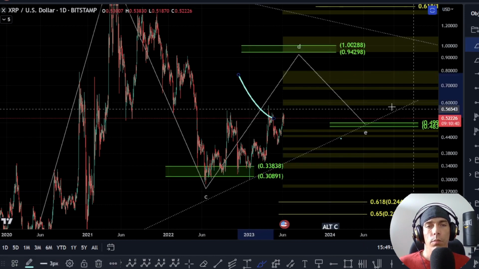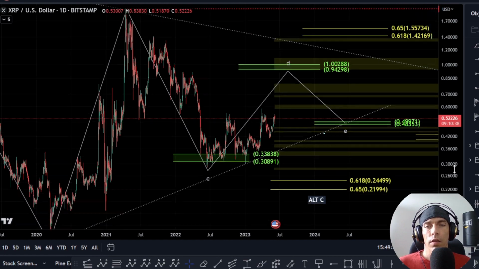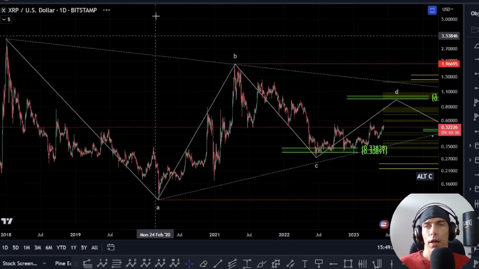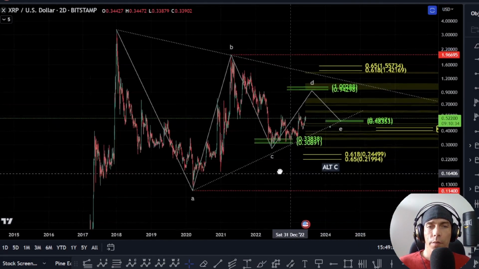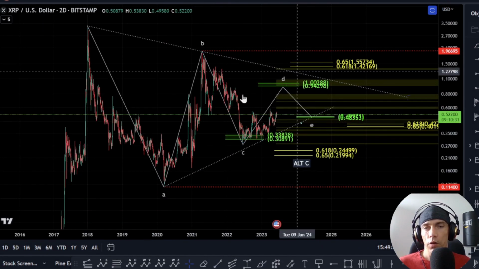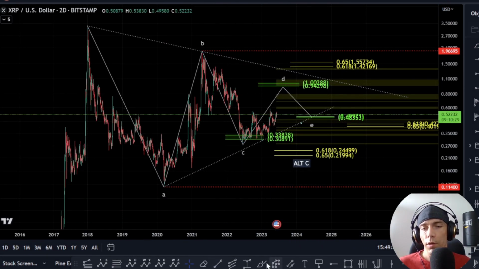Now, another way that we could potentially look at this move here is we could say that this whole structure actually is a triangle. Now, I've got some different targets on here. We're going to go over the green ones first. Now, what I'd be looking for here.